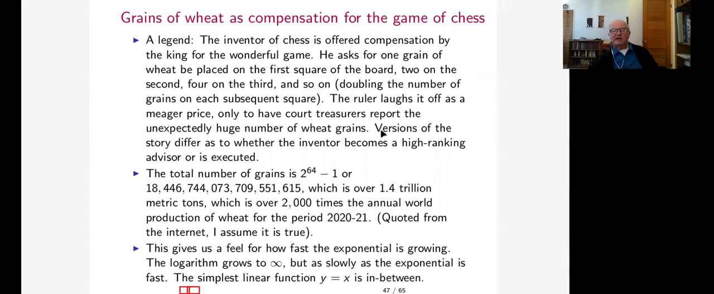In one, the king makes this inventor of the game of chess a high-ranking advisor. In another, he's so angry that he has him executed.